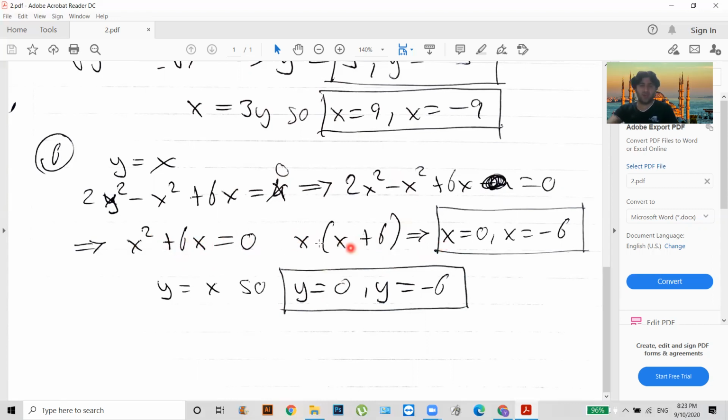Okay, so x equals 0, right? I'm going to make this equal to 0, remember? And then x plus 6 equals 0, then x will be negative 6. So y equals x, guys, then whatever x is, y will be the same. So y is also 0 and y is also negative 6.